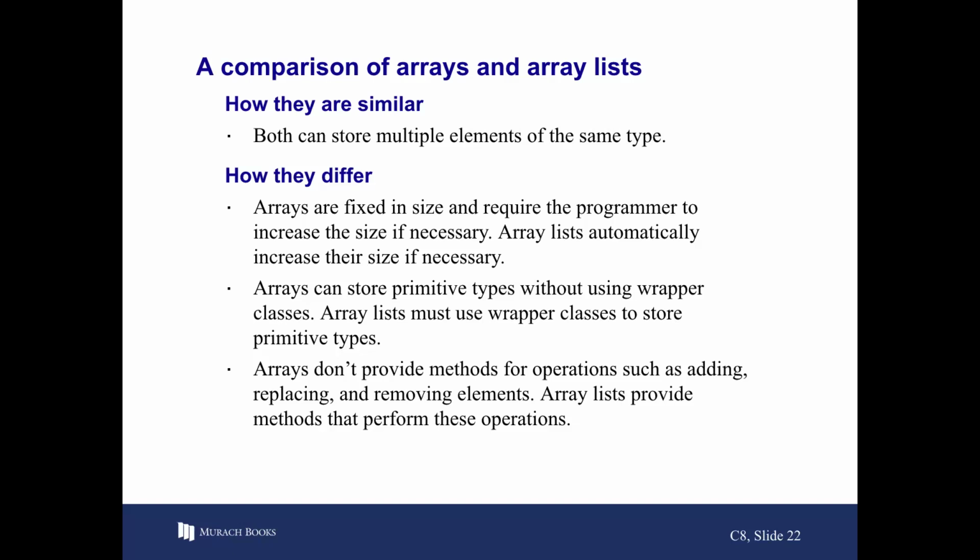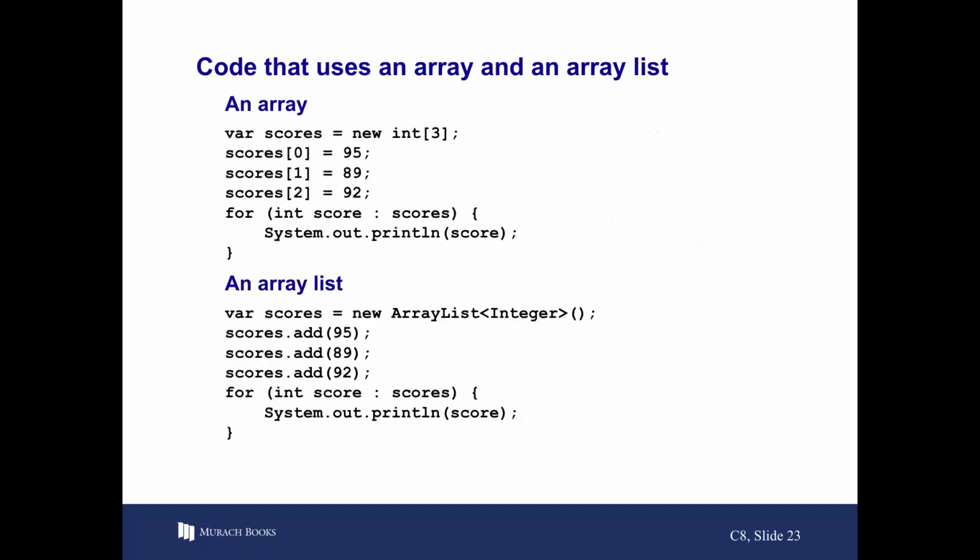Also, because arrays are static, you can't add elements to the end and things like that. Array lists allow you to add and remove and replace elements and insert things in the middle of the array list, etc. So here's code that uses, and this is an array up here at the top. This is an array list.